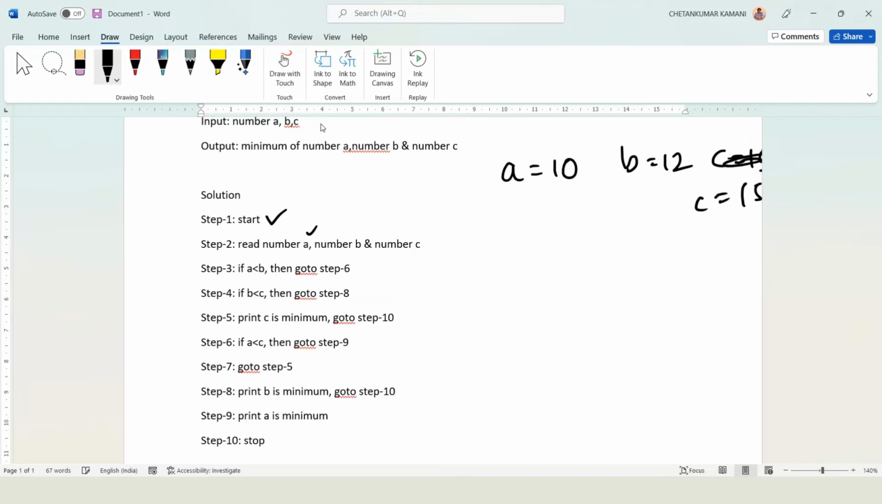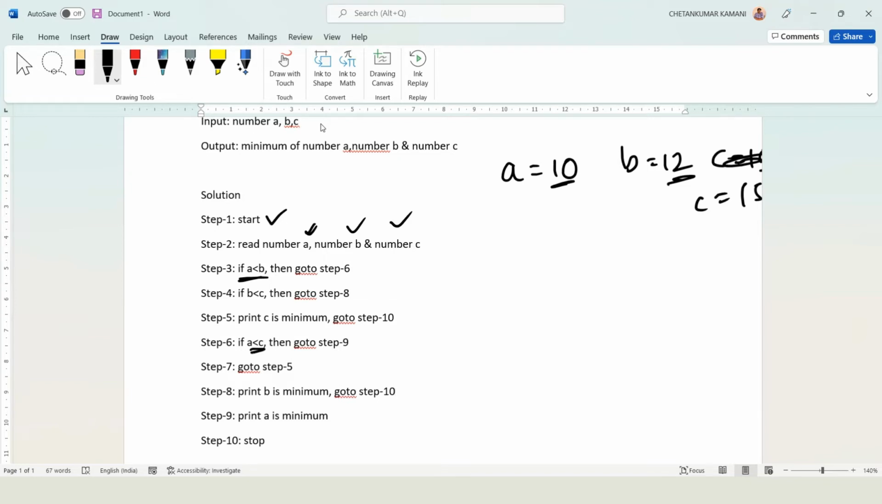So start. I have read already A, B and C. A is equal to 10, B is equal to 12, C is equal to 15. A less than B. Compare A with B. A less than B, which is true or false? You can see the value of A is 10, the value of B is 12, 10 is less than 12, which is true. Then go to step number 6.